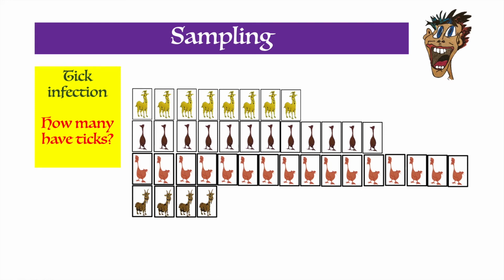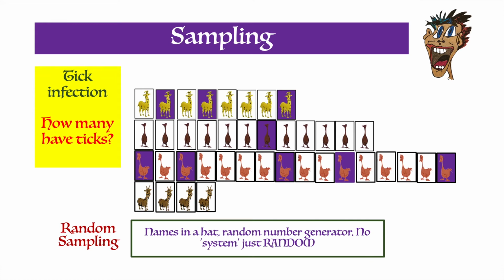So if I did random sampling, and I just selected these ones, maybe I put all their names in a hat, because every animal's got a name, put their names in a hat, and I selected out, then these are the ones I could choose. Now, the thing is, there's a problem here.